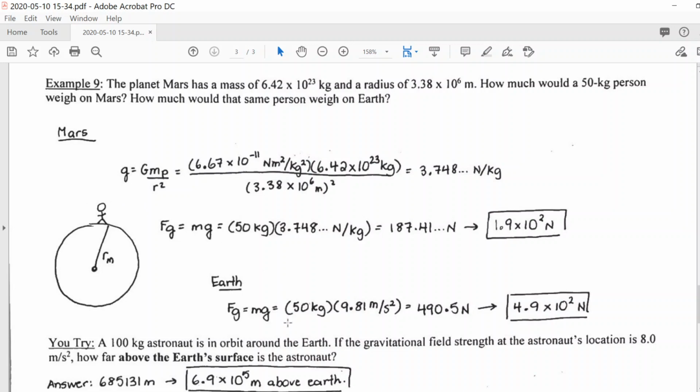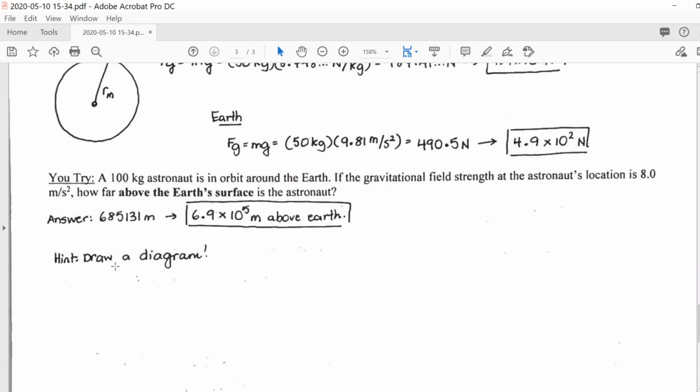Now, on Earth, I can just jump right to this Fg equals mg step because I know that on Earth, little g is 9.81 meters per second squared. So after rounding here on Earth, I get 4.9 times 10 to the 2 newtons.